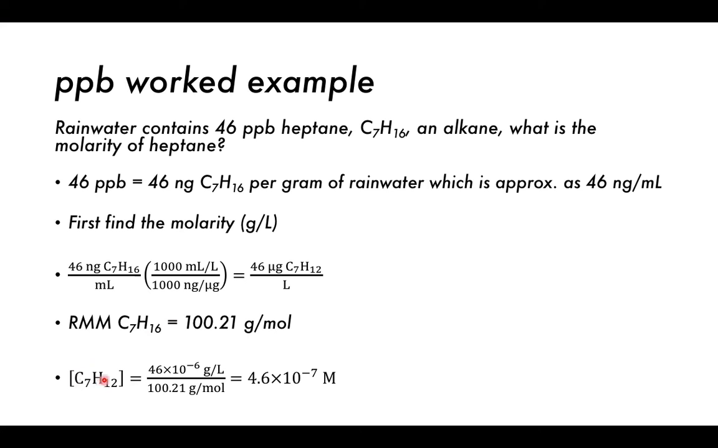Then the concentration of heptane in the square brackets here is going to be equal to 46 times 10 to the minus 6 grams per liter divided by 100.21 grams per mole, which is going to be equal to 4.6 times 10 to the minus 7 molar.